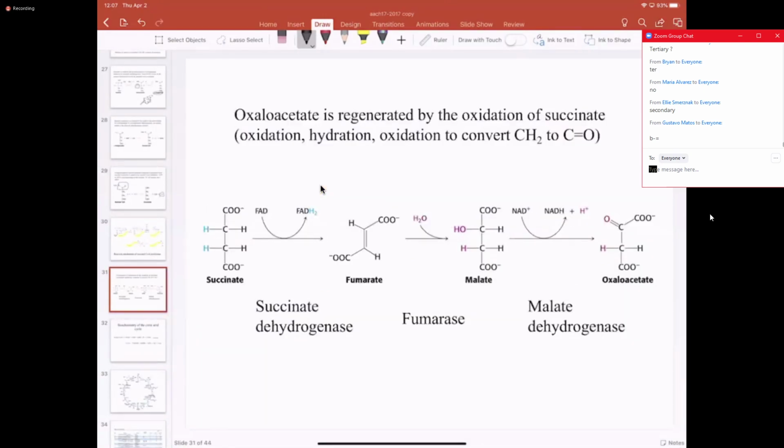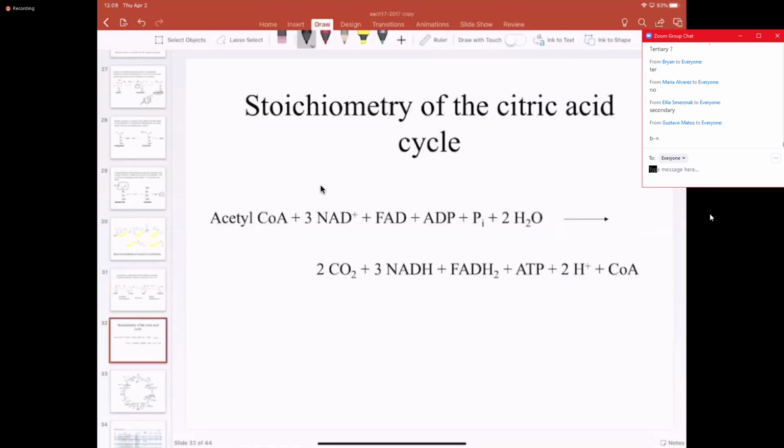Shown here are the last few steps. In the last few steps, first of all, you make the double bond. That's through succinate dehydrogenase. You don't use NAD, you use FAD, because it's just not energetically reducing enough to generate the NADH. And so you generate fumarate. The fumarate then gets water added through fumarase, and then malate dehydrogenase does the corresponding oxidation.